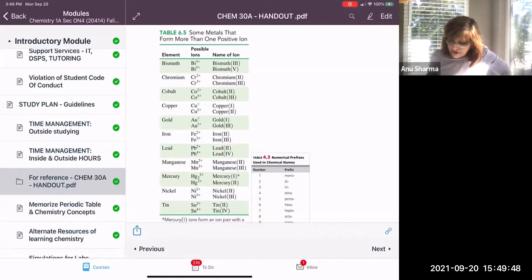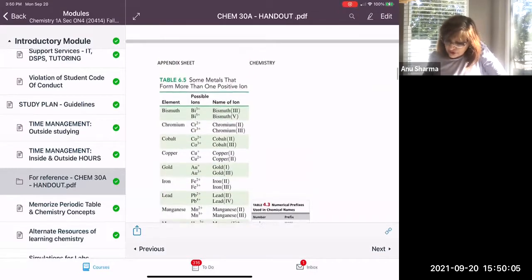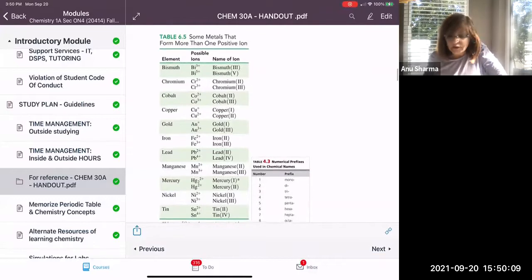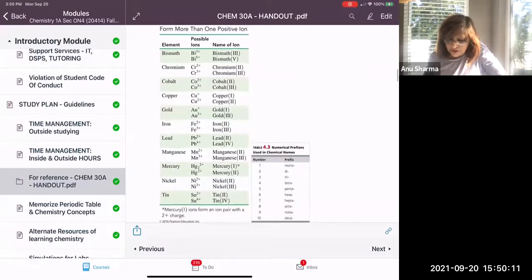These are the metals already given to you. You can add more from your side as you go along and see some information in the book. This is obviously from the book, but you can get it also from your worksheet. Anyways, this is the handout, which contains some metals with more than one positive ion. And you see all these Roman numerals that relate to the charges.